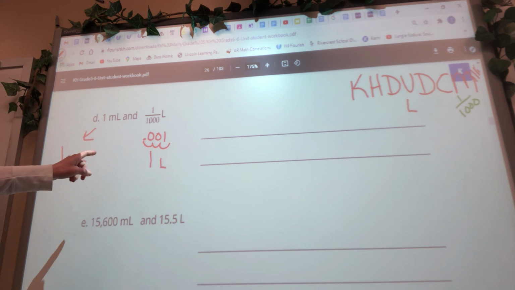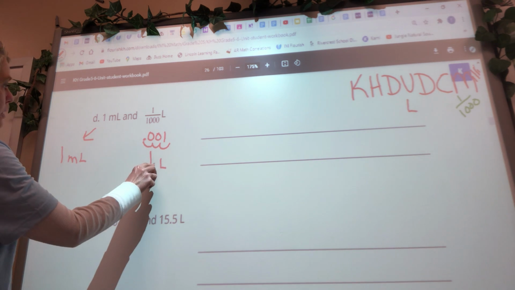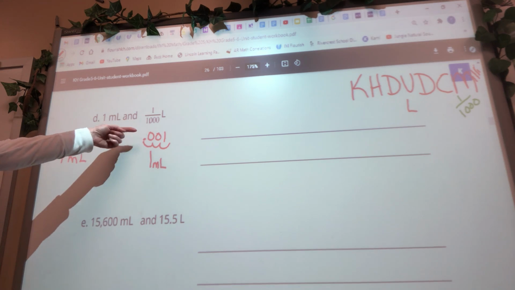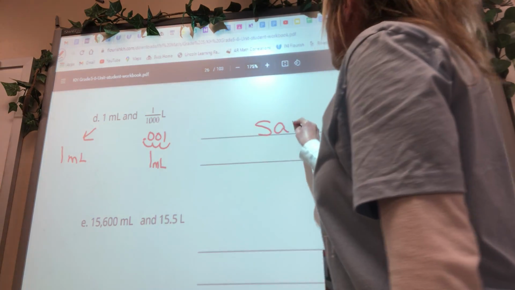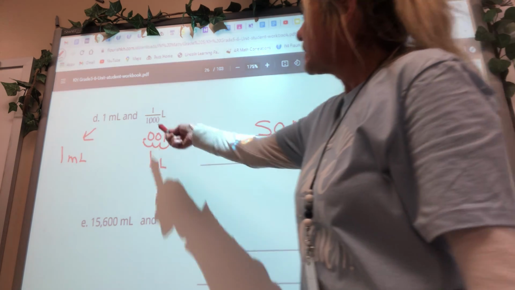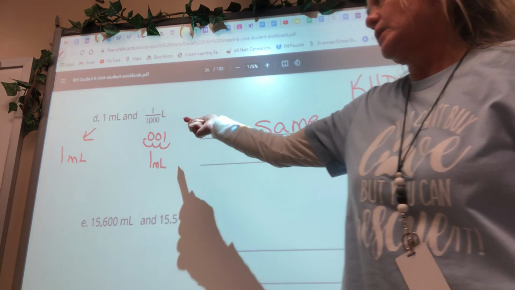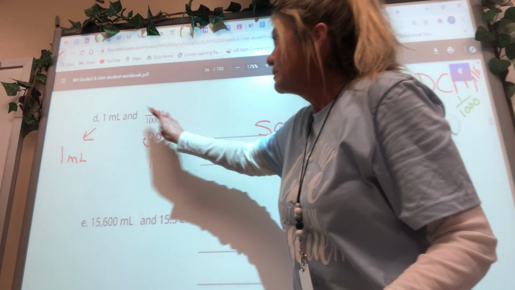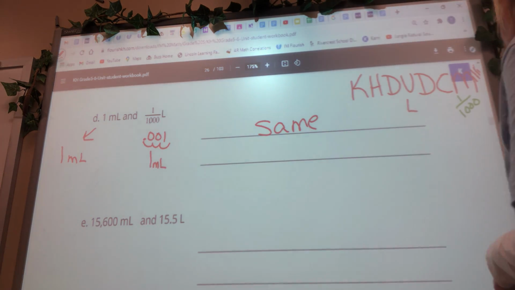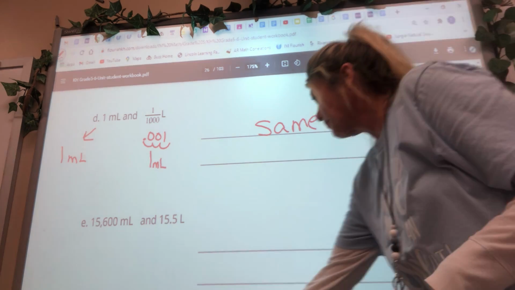So 1 milliliter is equal to 1,000th liters. Look, they're the same. Okay? So even though, if you just glance at it, you're thinking, oh, that's way less because it's 1,000th. But liters versus milliliters, it's actually the same.